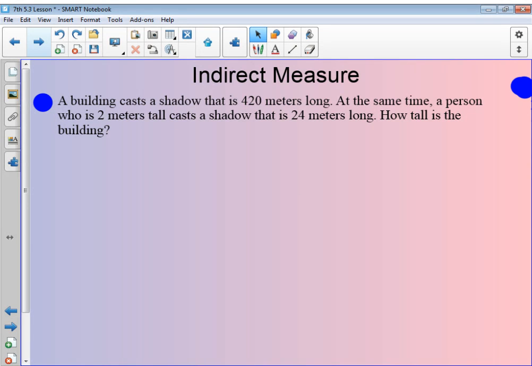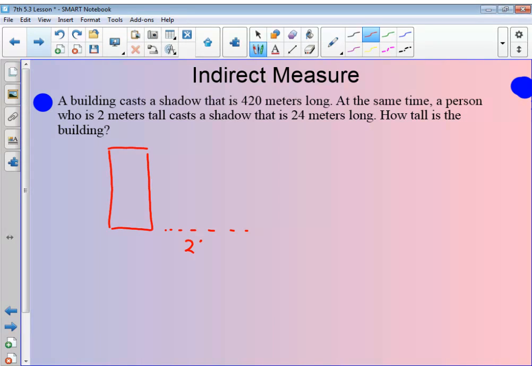Okay, so let's try one more of these where it's a story problem. So I like pictures. Some of you can do it without pictures. So it says a building casts a shadow of 420 meters long. So here's my building. Okay, and the shadow is 420 meters long. At the same time, a person who is 2 meters, so here's my person, they're 2 meters tall, casts a shadow of 24 meters. They want us to find out how tall this building is.